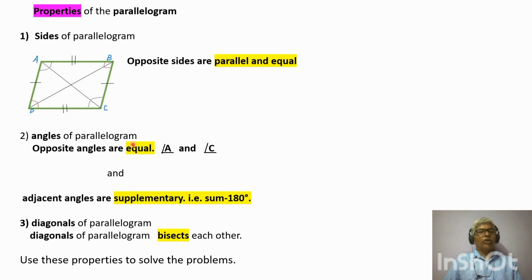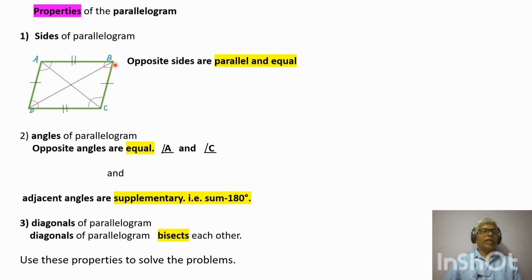Angles of the parallelogram, that is, opposite angles are equal. See A and C, these are opposite angles and these are opposite angles. So B is equal to D and A is equal to C. So that is about angles. And another property of angles is adjacent angles are supplementary. That is, the sum is 180.